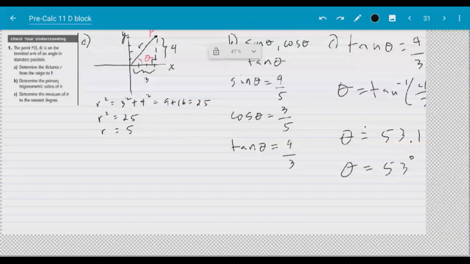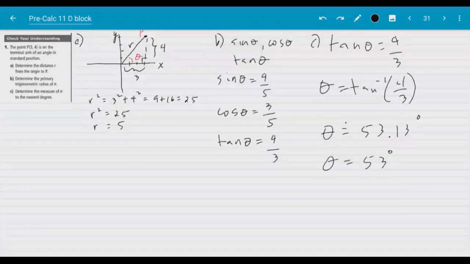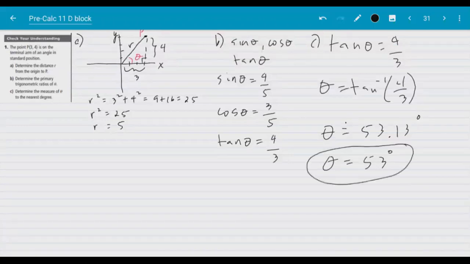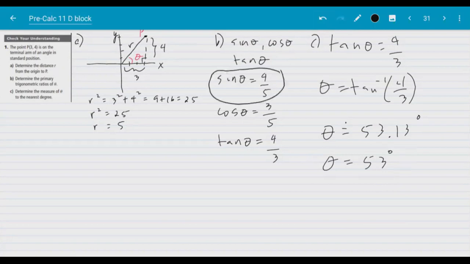To extend your understanding, now that we have found that theta is equal to 53 degrees, why don't you try the other two? See if you can use this instead and see if theta will also become 53 degrees, or this one. Of course, you're supposed to get the same value. Okay, next one.